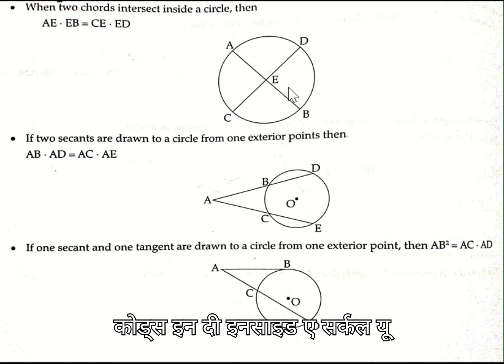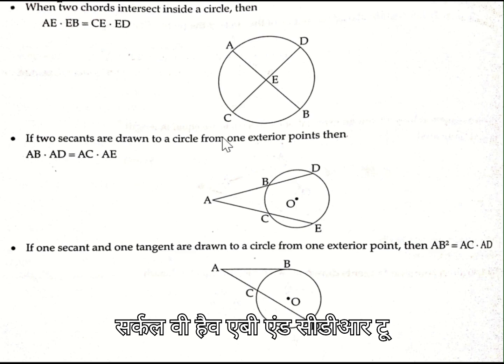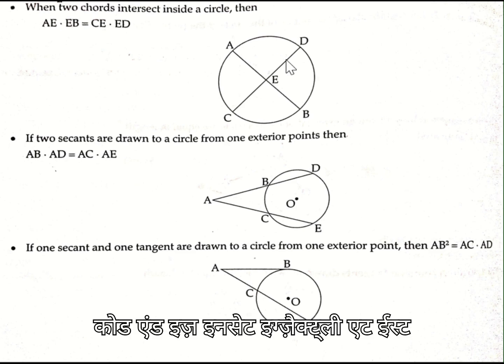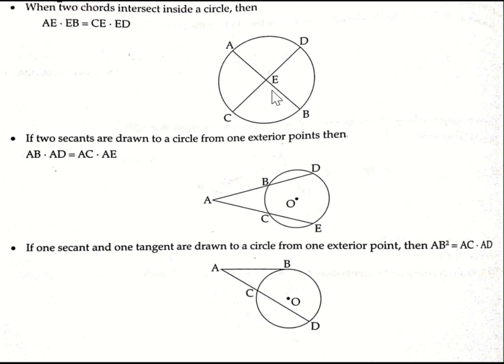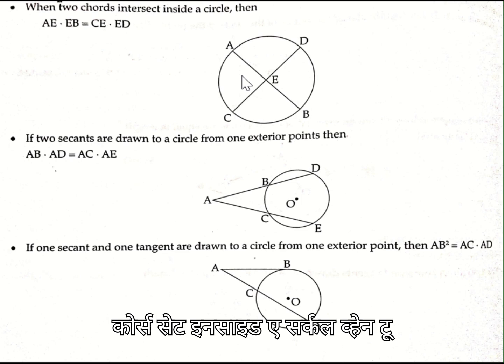So when two chords intersect inside a circle, you can see in the circle we have AB and CD as two chords, and they intersect exactly at E. Then AE into EB will be the same as CE into ED. This is only when two chords intersect inside a circle.